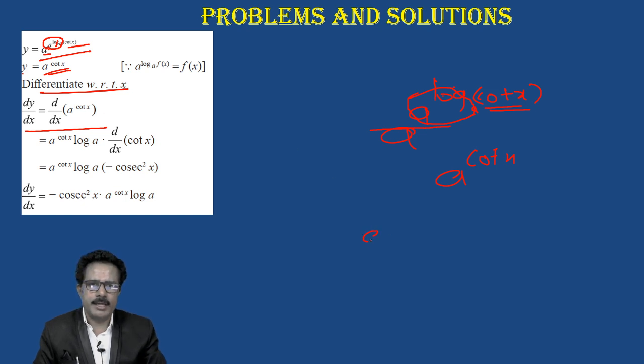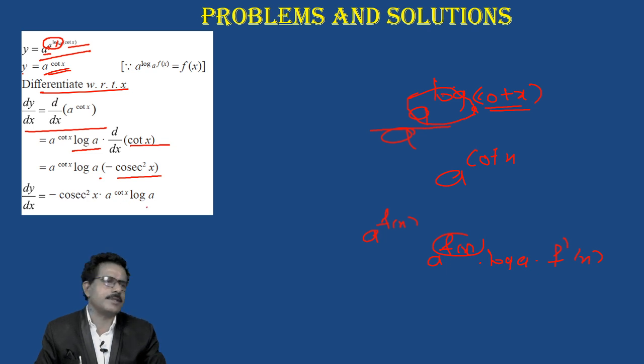As per the formula, what is the derivative of a raised to f of x? A raised to f of x into log a into f dash of x. Again we have to take the derivative of f of x. In this way, a raised to cot x into log a, again the derivative of cot x. What is the derivative of cot x? Minus cosec square x. Therefore dy by dx equals minus cosec square x into a raised to cot x into log a.